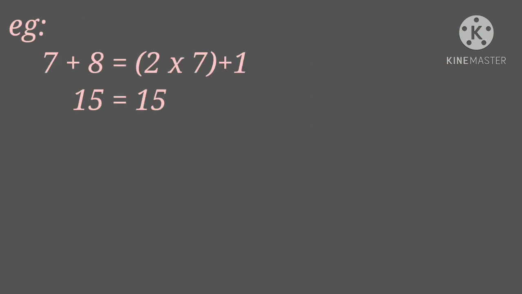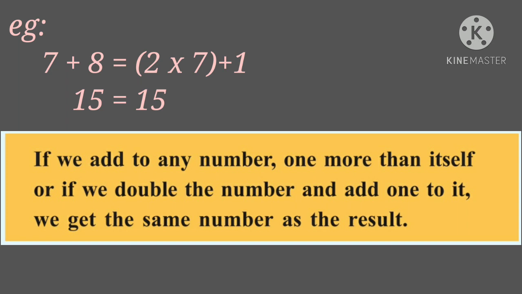Another example, 7 plus 8 is equal to 2 into 7 plus 1. Both will give the answer 15. 7 plus 8 is 15. Then on the right hand side, 2 into 7, 14. 14 plus 1, 15. We can conclude this as: if we add to any number one more than itself, or if we double the number and add 1 to it, we get the same number as result.